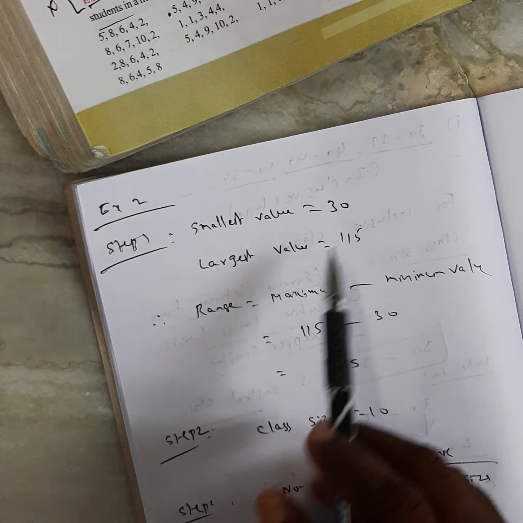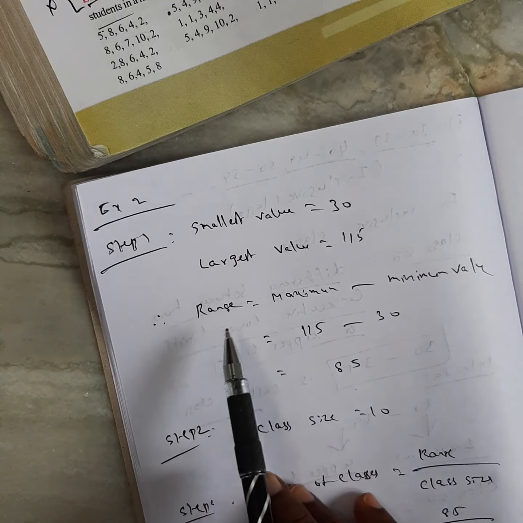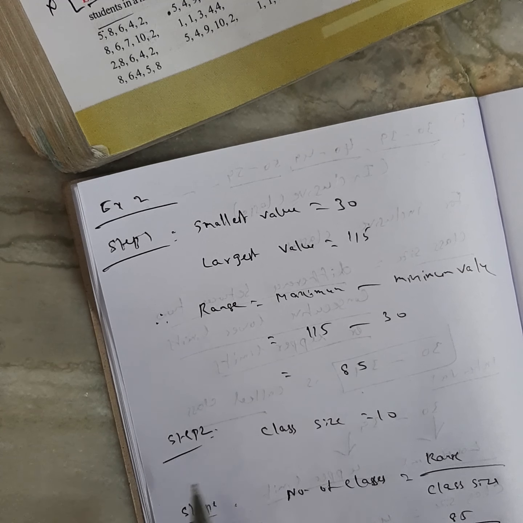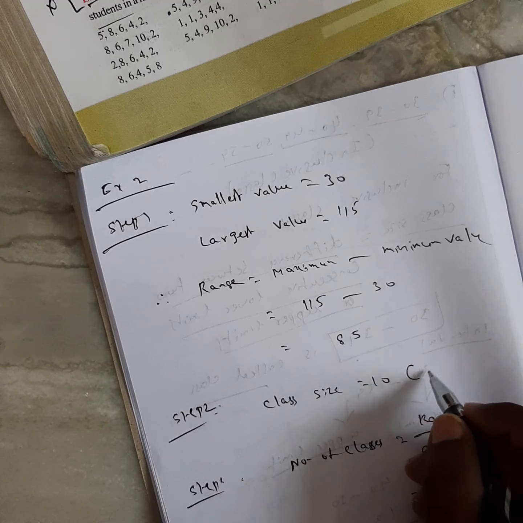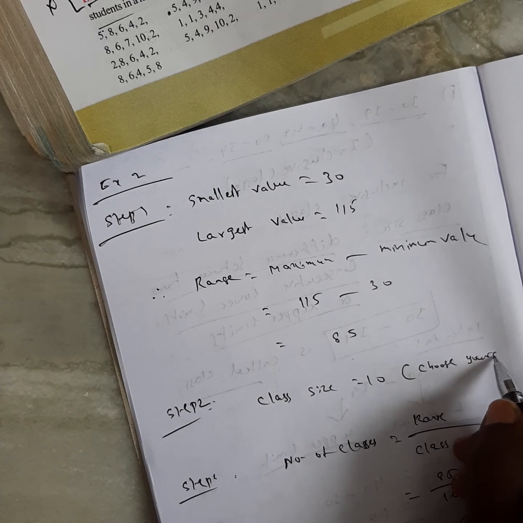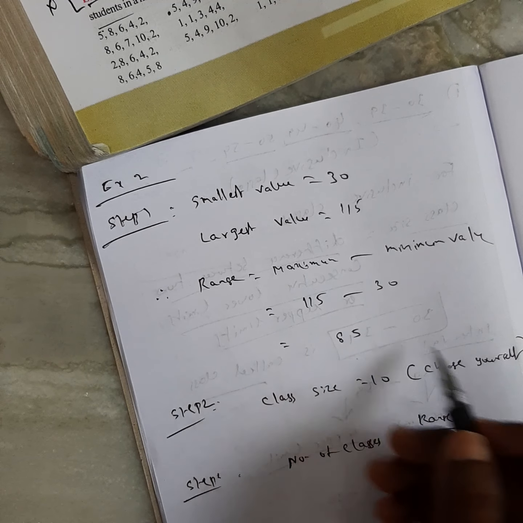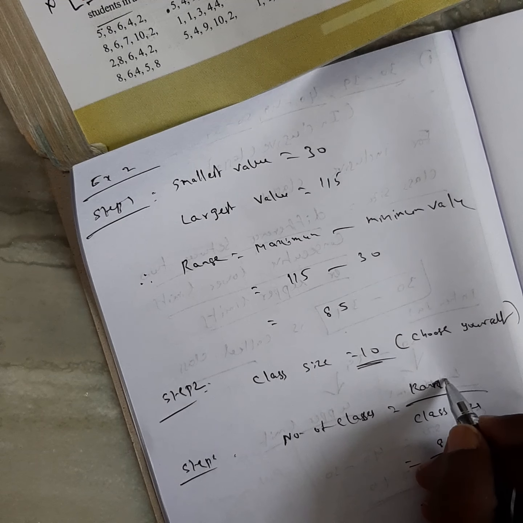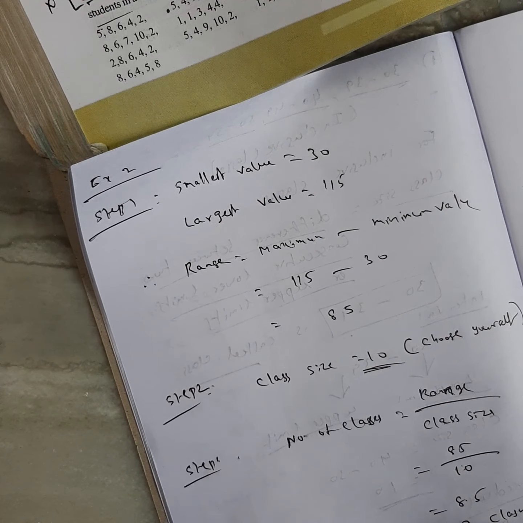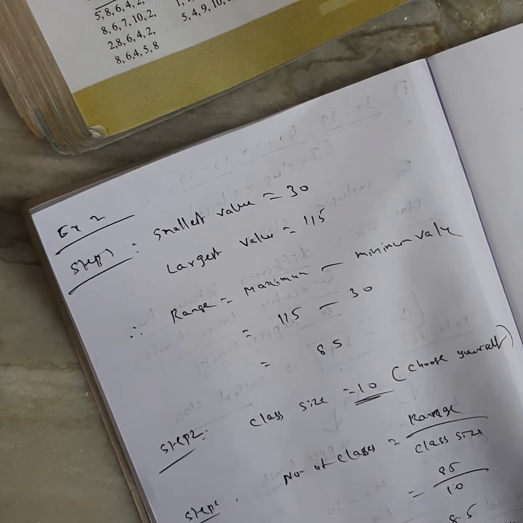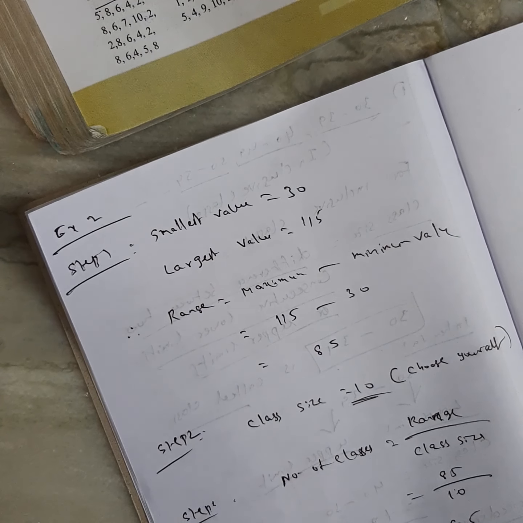So this is how to start, children. First find the smallest value and the largest value. Then find the range, which is maximum value minus minimum value. Next select a class size; choose it yourself, and generally if the range is more than 50, select 10. Number of classes is range by class size, 85 by 10 equals 8.5, so 9.